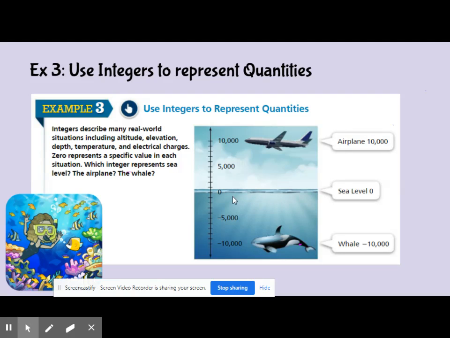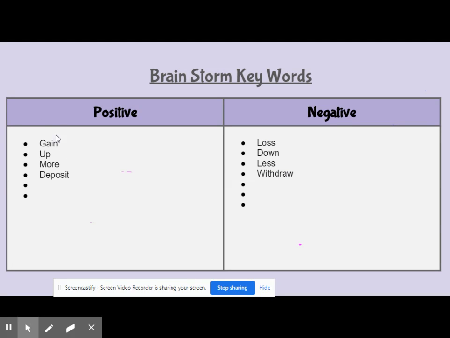Sea level is going to be our 0 on the number line. It's what we measure things from. Is it above sea level or below? This whale is swimming below the surface at 10,000 feet, so it's negative 10,000. Words like above mean positive, below means negative. We have to make sure we know lots of key words that mean positive and negative, and I'm going to add to this list and post it on Canvas.